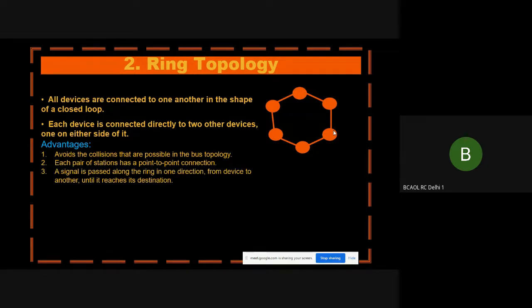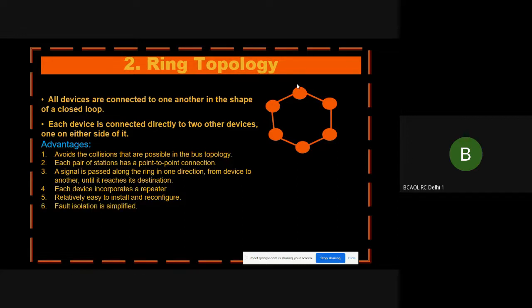And a signal is passed along the ring in one direction from device to device until it reaches the destination. So whoever wants to send data, the data will go in one direction from one computer to the other until it reaches the destination computer. Each device incorporates a repeater, so if the signal strength becomes low, the repeater makes the signal strength higher. It is relatively easy to install and configure.